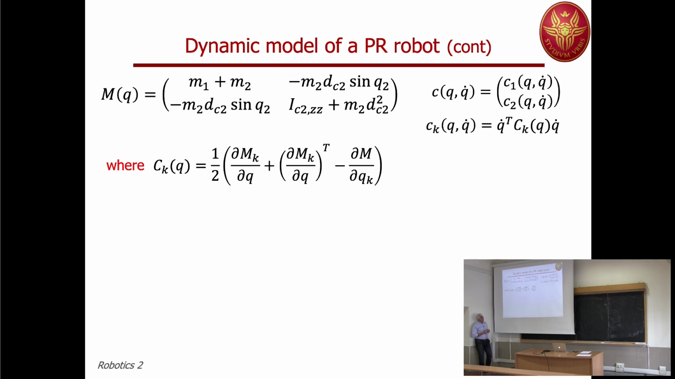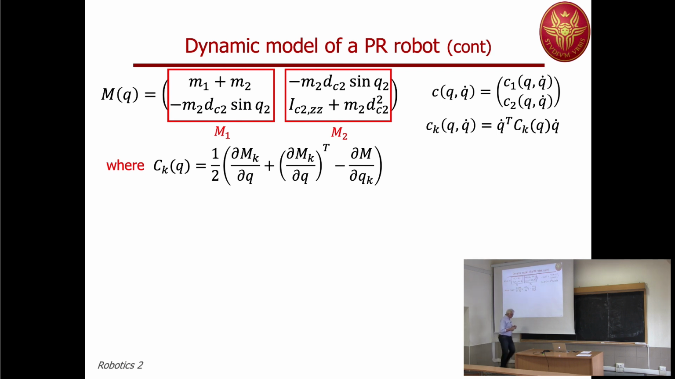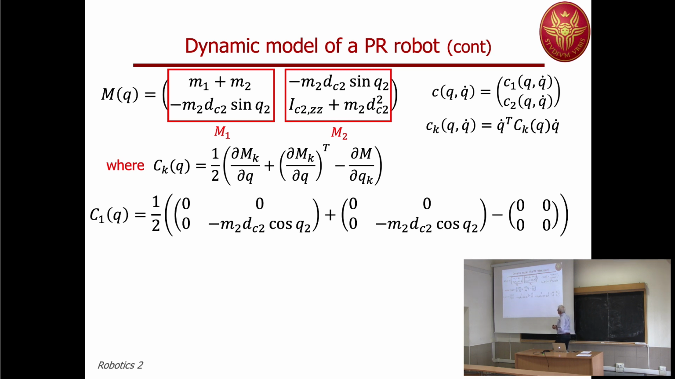For the kth matrix, for k going from 1 to 2, we use the kth column mk of the total matrix M. So let's call the first column m1 and the second column m2, and let's compute ck for k equal 1 or 2. So the first one, for k equal 1, this first partial derivative, we have a factor 1 over 2, then we take the first column and we make the derivative of this column with respect to the whole vector q, so q1 and q2.